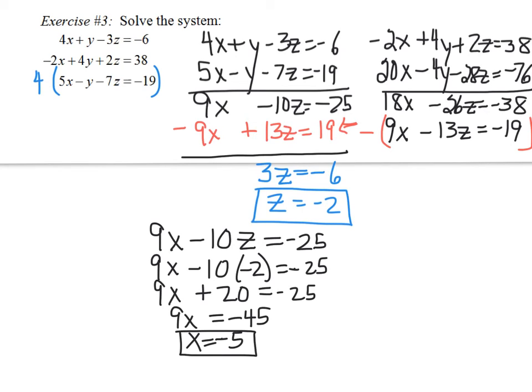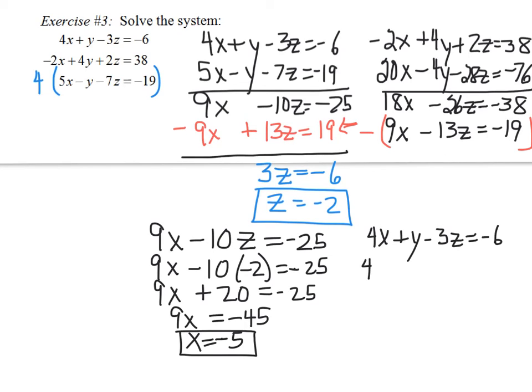Now I pick one of the original equations, and I'm going to go right back to the first equation that we had: 4x plus y minus 3z equals negative 6. Using any of the original 3 equations, I can now solve for my last variable y.